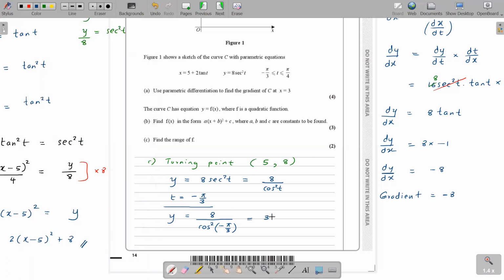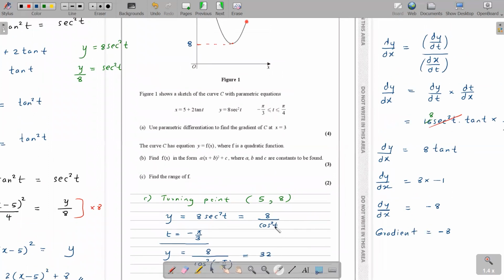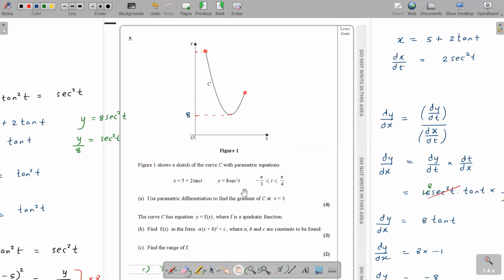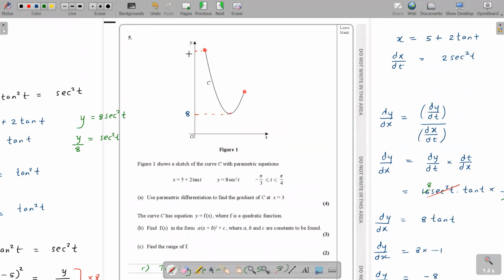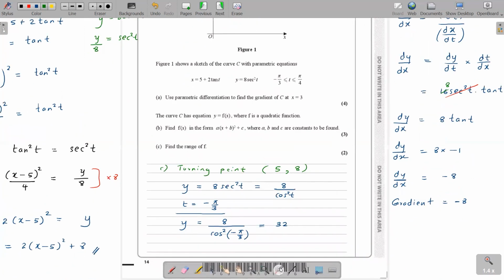32. Do you agree? If you try the other end with pi over 4, if you try 8 sec squared t, I think you get 16, right? You were telling me you get 16. You can try and see. So this corner value is 32, and this value will be 16. Now, do I need 16 here? The 16 comes when you put pi over 4. Replace the t with pi over 4 here, cos squared pi over 4. Type similarly in the calculator and you'll get 16.